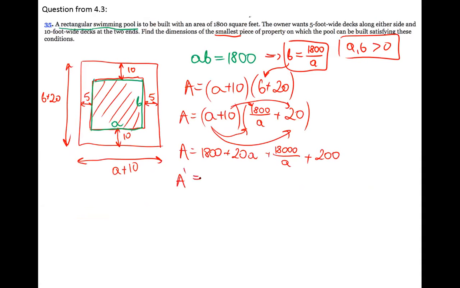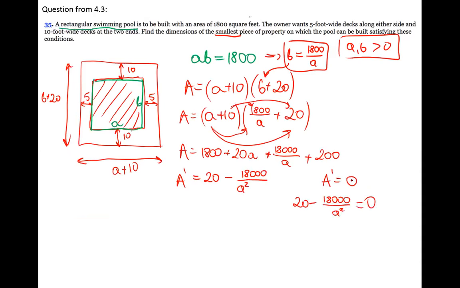Now let's find the derivative. We can see we don't have any restriction. We have to find the local minimum value, and this will give me the answer, the smallest piece of property. The derivative of 1800 is 0. The derivative of 20A is 20. The derivative of 1 over A is negative 1 over A squared, but I will copy the constant. And then 200 gives 0. That means the derivative A prime is 0 if this is 0.